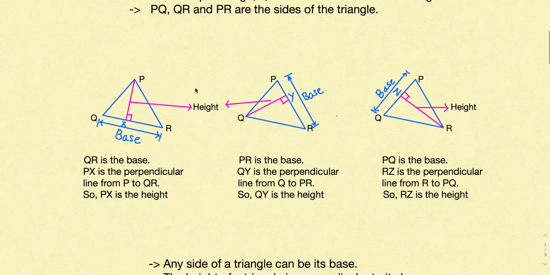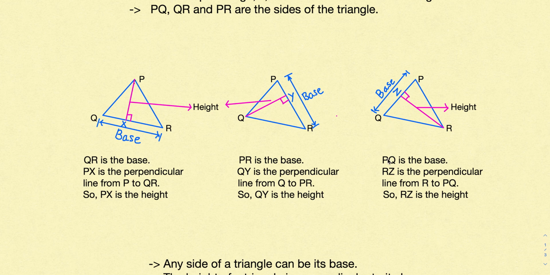So here I have three triangles. Actually they are all the same. They are exactly the same. You can see here it's PQR. All of them are PQR and the length of the sides is the same. So they are all the same. The only difference is that in each of them I have taken a different side as the base. So for this one, I have taken QR as the base. For this one, PR is the base, and for the third one, PQ is the base.